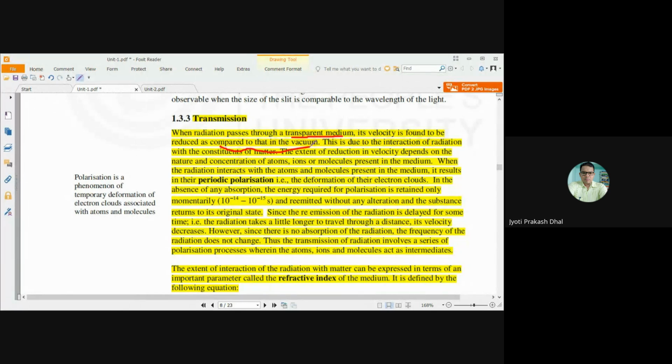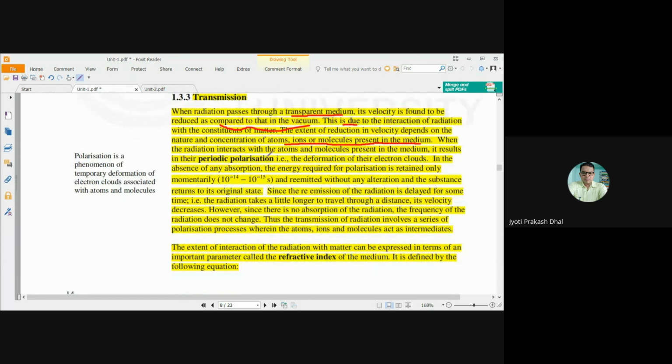But when the radiation passes through a transparent medium, the velocity is found to be reduced as compared to that of vacuum. This is because in vacuum there are no other species, gaseous atoms, molecules or ions on the path of the electromagnetic radiation. But if there is no vacuum, due to the presence of different gas molecules and atoms, the electromagnetic radiation will interact with these particles, and hence there is a reduction of velocity that depends upon the nature and concentration of the gases, ions or molecules present in the medium.